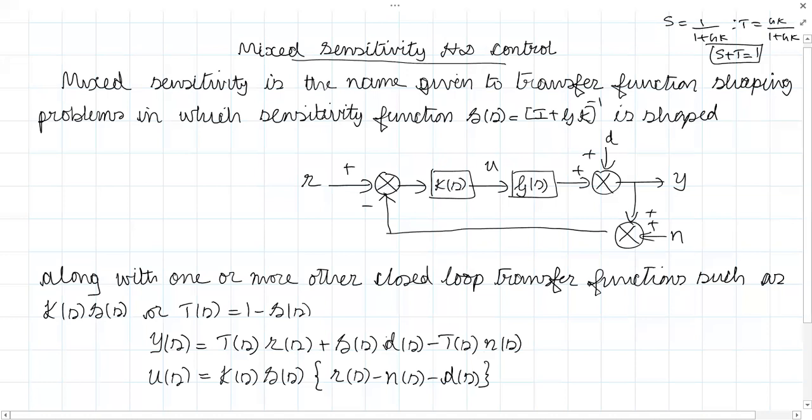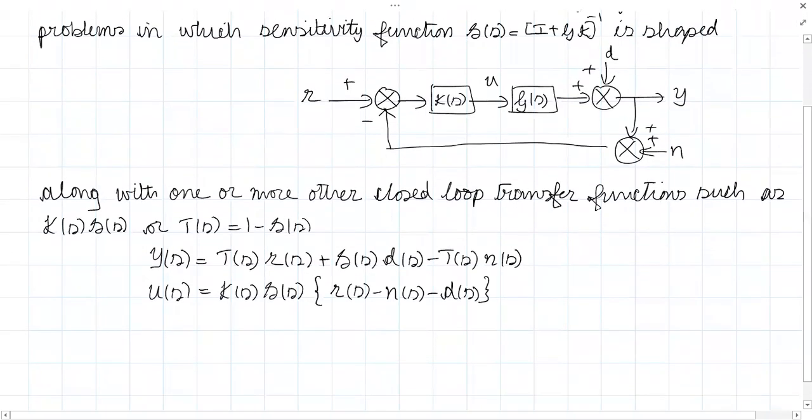If you want to minimize, say, disturbance rejection, what's the condition? Disturbance rejection means the effect of disturbance D on the output must be minimum. So what should be the condition for disturbance rejection? The sensitivity function S must be small. For disturbance rejection, S must be small.